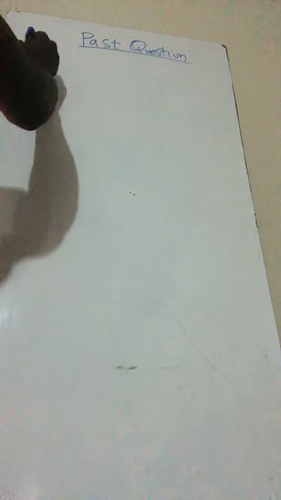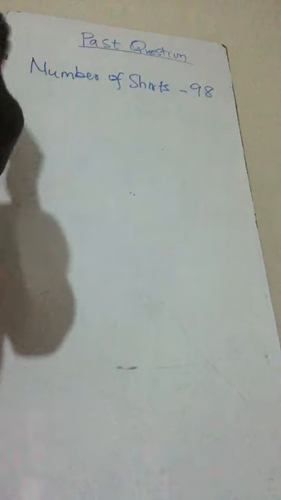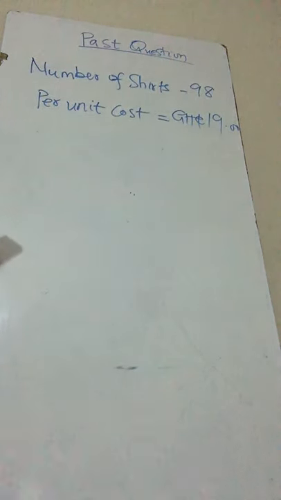Question one says, which one of the following strategies is correct for finding the cost of 98 shirts at 19 cedis per shirt? We've been given the number of shirts as 98, and the per unit cost, as in one shirt, is equal to 19 cedis. And you've been told to find the cost of this.